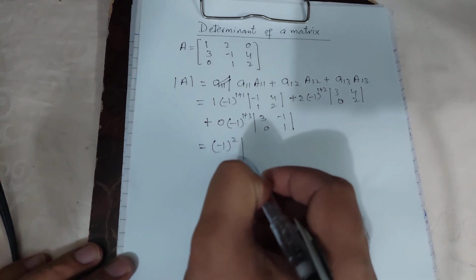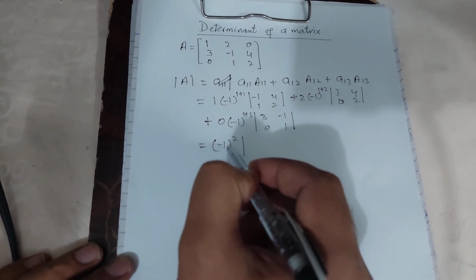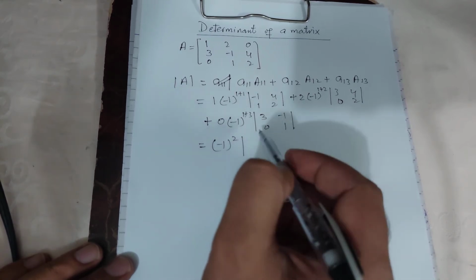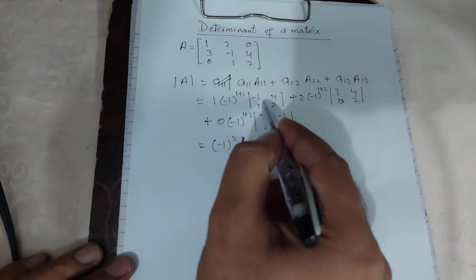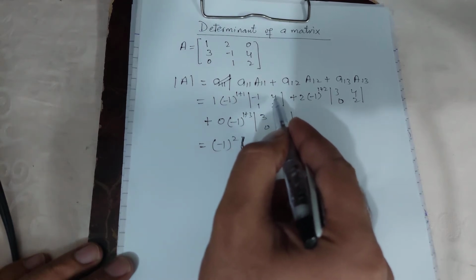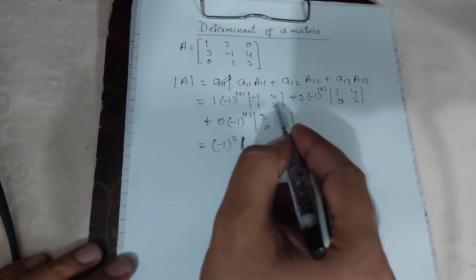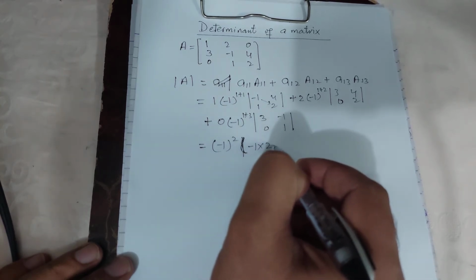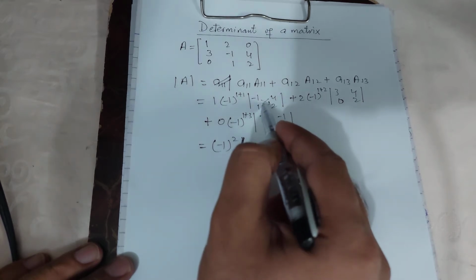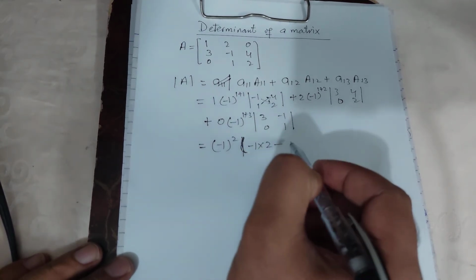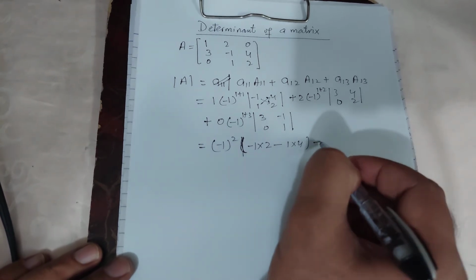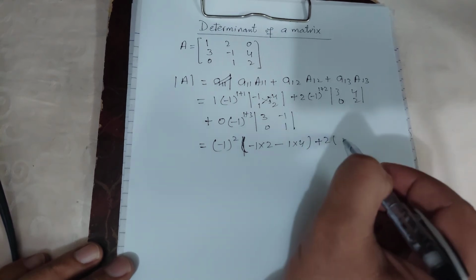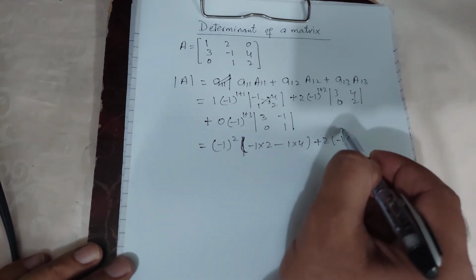So minus 1 power 1 plus 1, which is 2, right? If the power of negative is even, the result will be positive. Okay, so over here we have to find the determinant of this 2 by 2 matrix. We will just as usual multiply these two elements. So it's minus 1 multiplied by 2, and then negative, and these two elements we will just multiply, 1 multiplied by 4. Okay, so plus, and plus 2, and minus power 3 is minus 1, right?